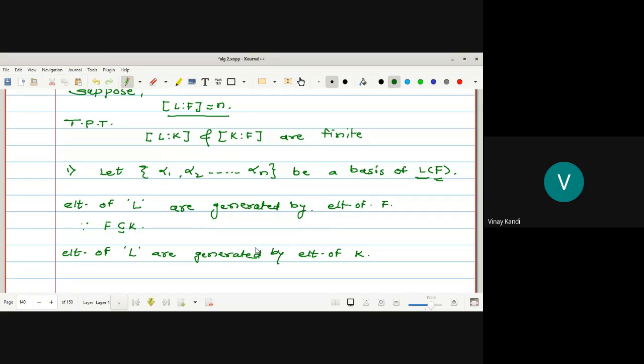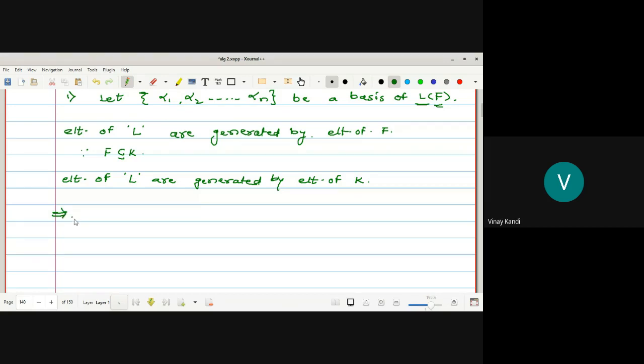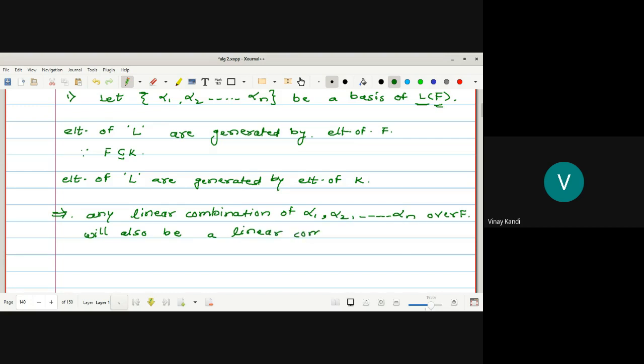Any doubt up to here? Okay, so this implies, look here, any linear combination of alpha 1, alpha 2, up to so on alpha n over F, where the coefficients belong to F, will also be a linear combination of alpha 1, alpha 2, up to so on alpha n over K. Since F is contained in K, we can write any linear combination of alpha 1, alpha 2, up to alpha n over F as a linear combination of alpha 1, alpha 2, up to alpha n over K.